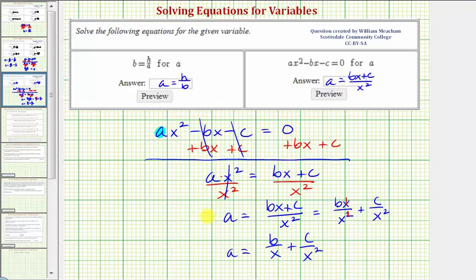Either of these two equations solved for a are correct. I hope you found this helpful.